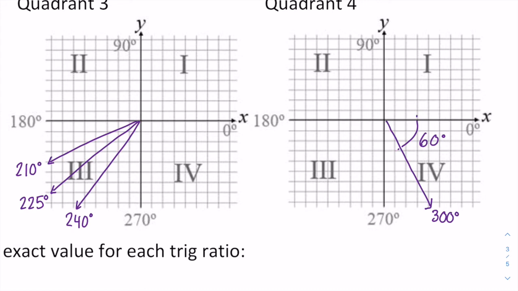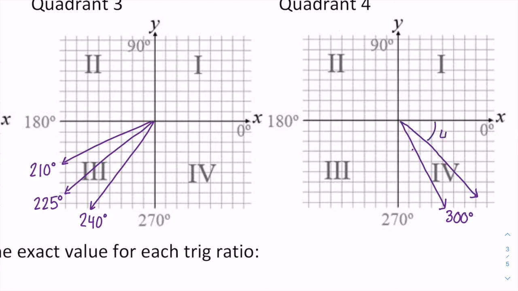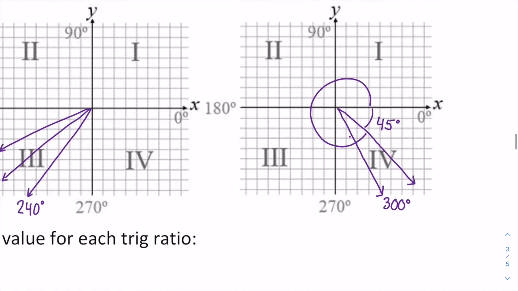Now let's look at our 45-degree one. So we have 45 degrees left. That's our related acute angle from the x-axis to our terminal arm. Now I want to think, what would my angle have been going all the way from 0 all the way around to the terminal arm? That angle would be 315 degrees.